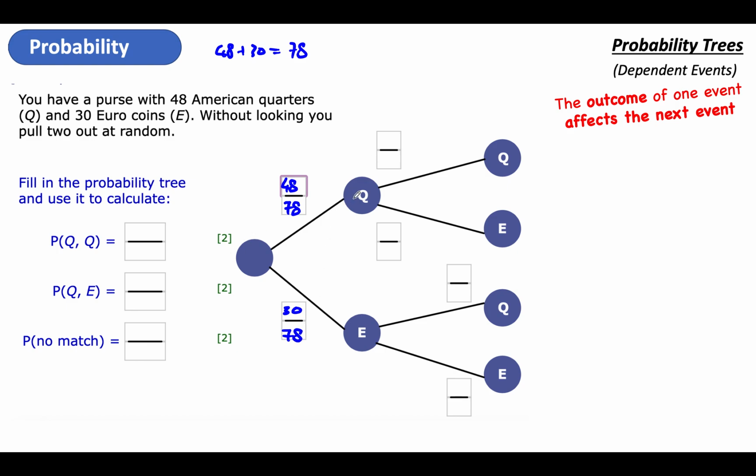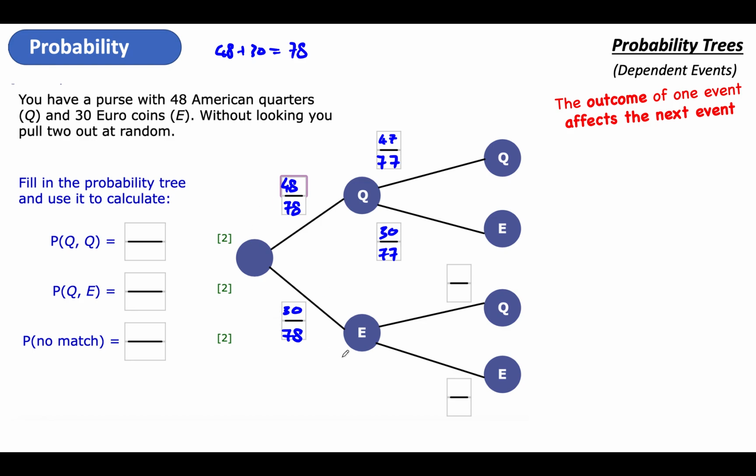Let's say I've gone across this top branch though. Now if I take a quarter out, there's one fewer quarter. So that's only 47 quarters. There's also one fewer coin, 77 coins. But the euros, well, I haven't taken a euro yet, so there's still 30 euros out of 77 coins. It's going to be the same denominator for here because there's one fewer coin. It was a quarter that I looked at first.